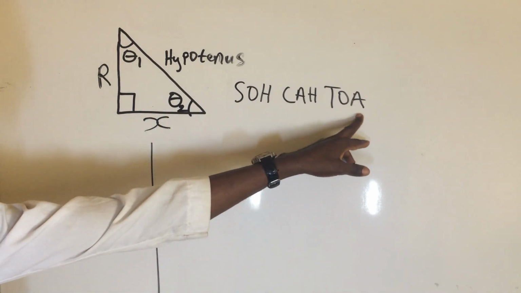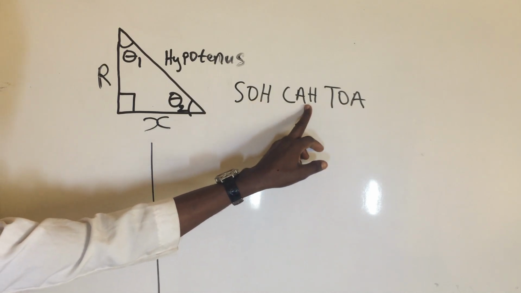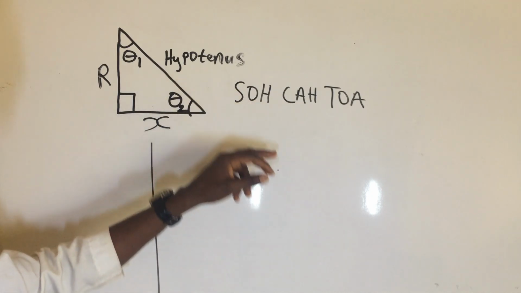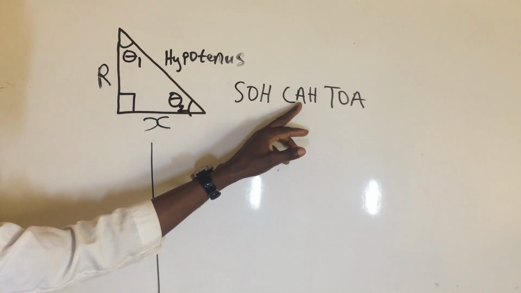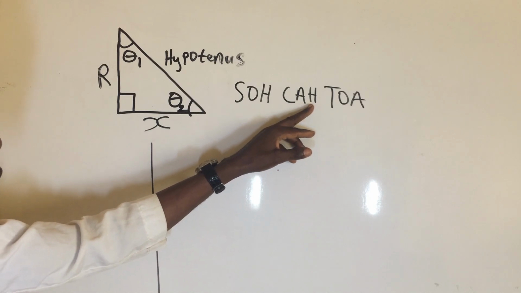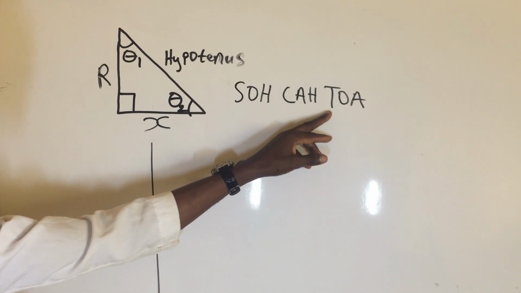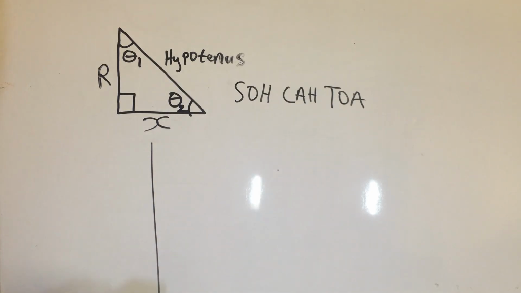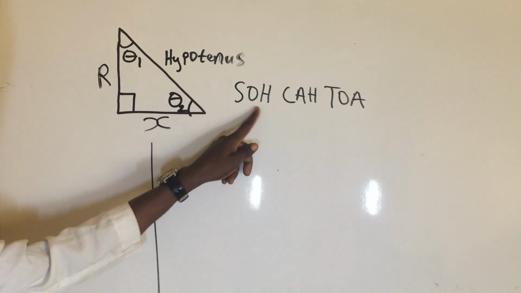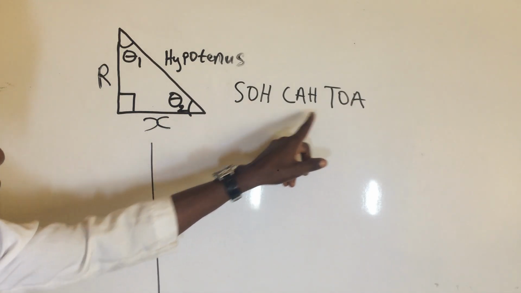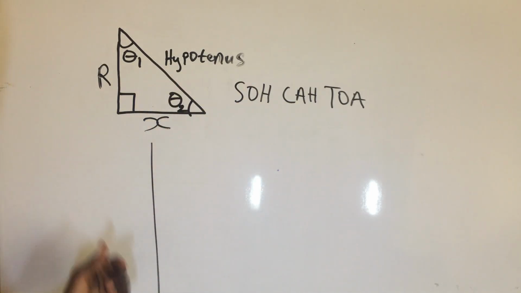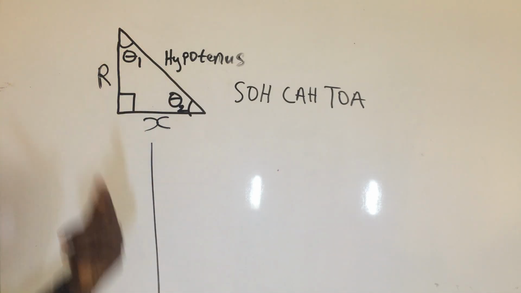Remember our SOHCAHTOA. S stands for sine, O stands for opposite, H stands for hypotenuse. C stands for cosine, A stands for adjacent, H stands for hypotenuse. T stands for tangent, O stands for opposite, A stands for adjacent. This is for remembrance of the trigonometric ratio of these three sides and angle.